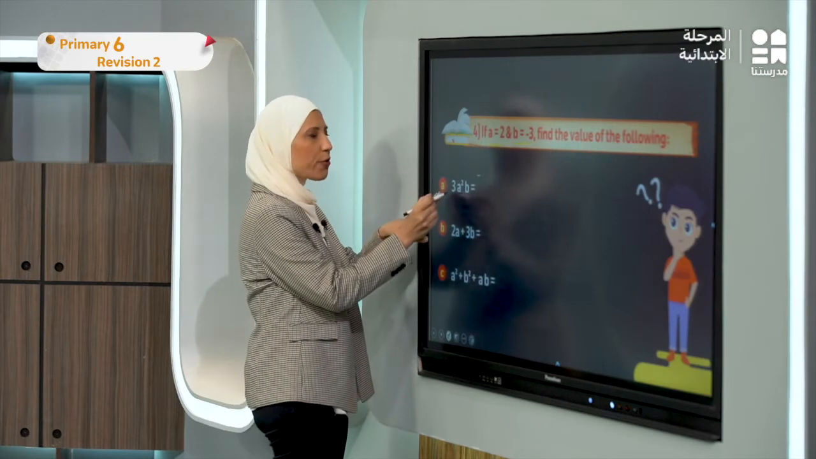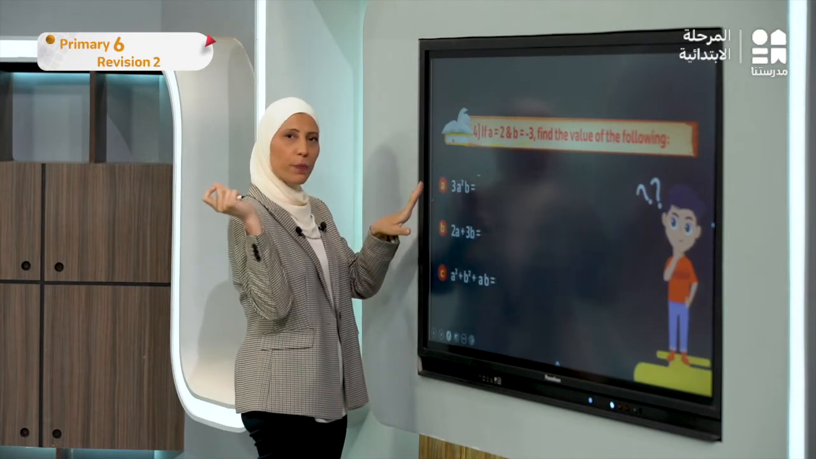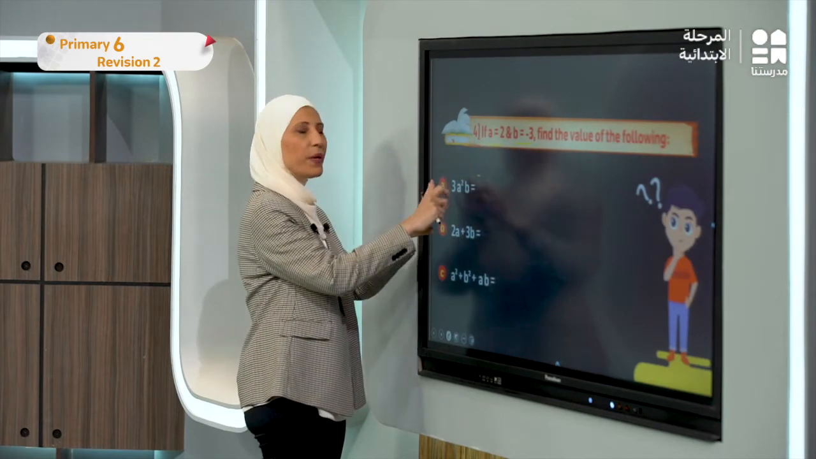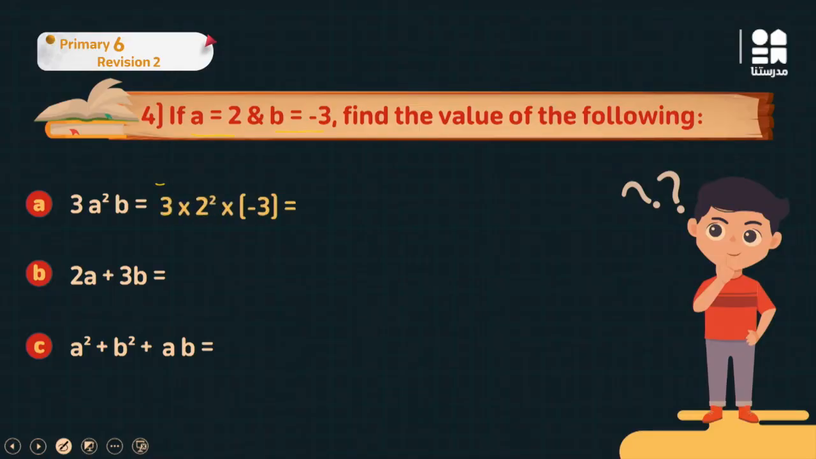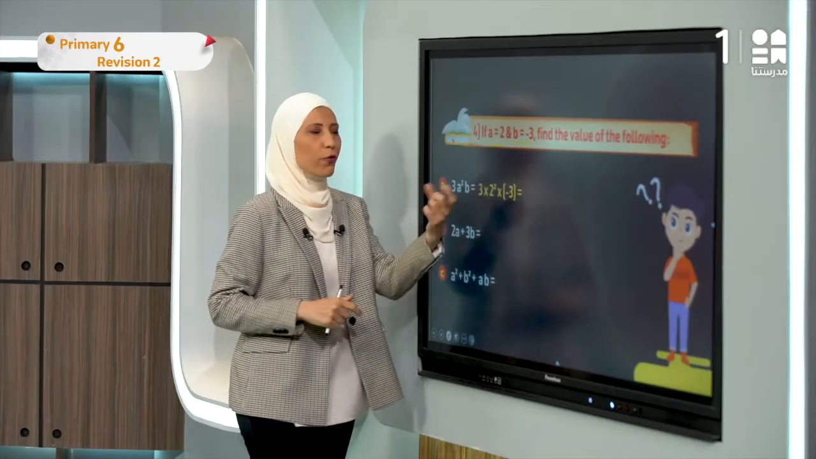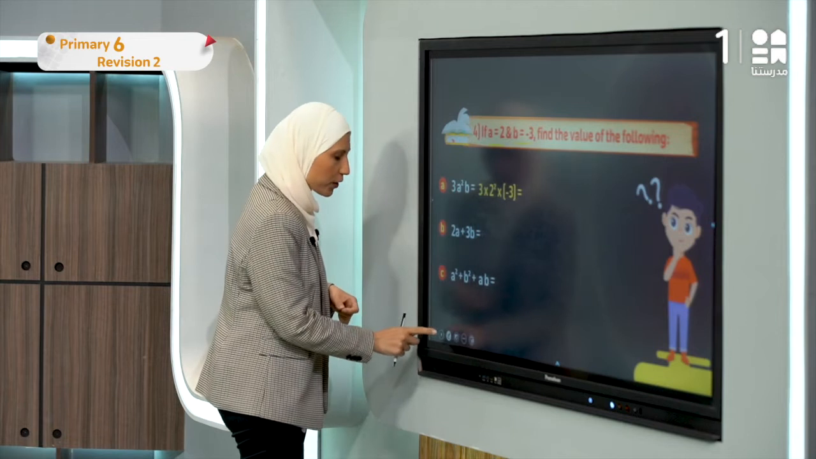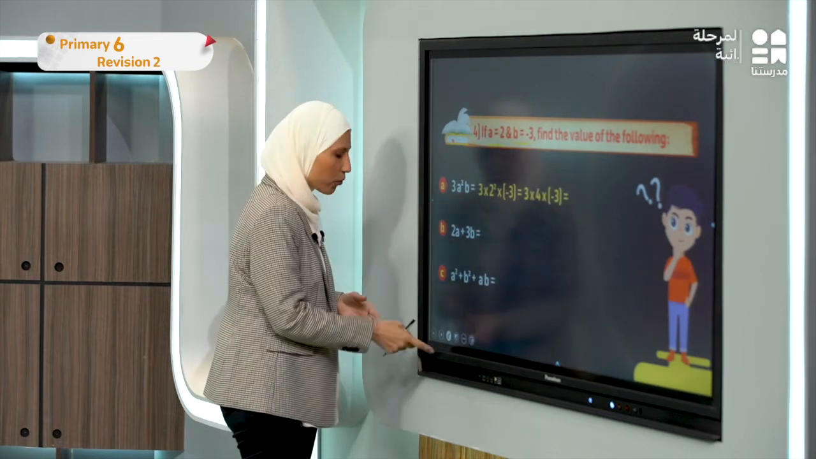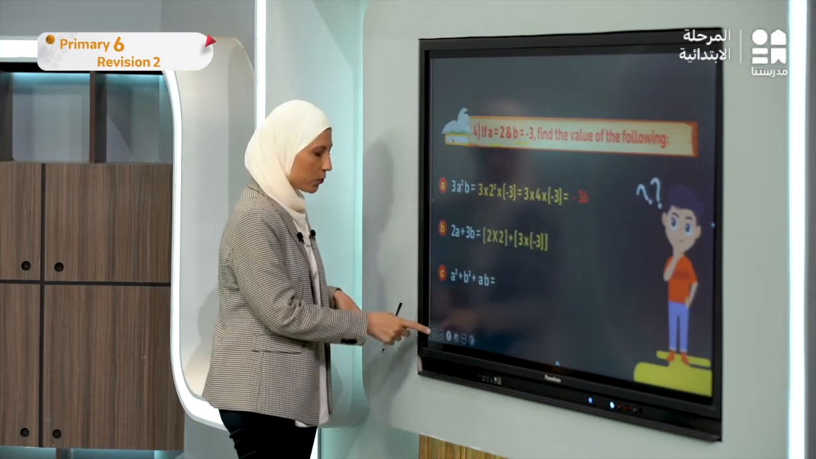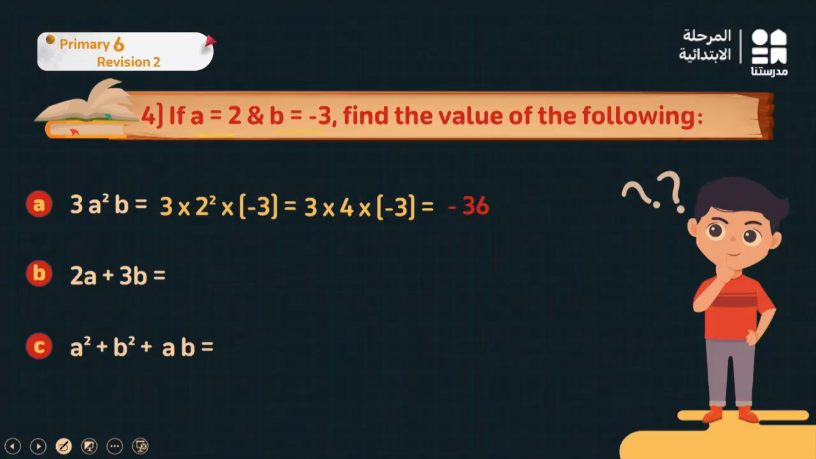Okay, I am going to write 3. A I am going to replace it by 2. B replace it by negative 3. So I am going to make 3 times 2 to the power of 2 times negative 3. Of course, I have to answer: 2 to the power of 2 gives me 4. So it will be 3 times 4 times negative 3. 3 times 4, 12. 12 times negative 3 equals negative 36.